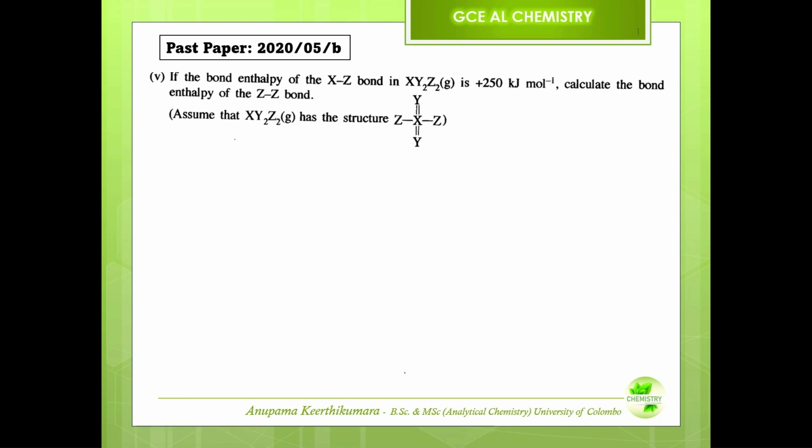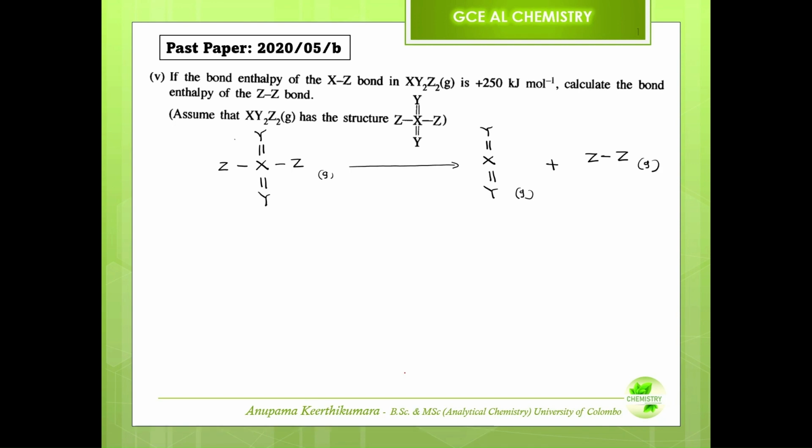Now, we will write the previous chemical equation using their structures. First, XY2Z2 gas. It contains two XY double covalent bonds and two XZ single covalent bonds. Then the reactants, XY2 and Z2 gas.